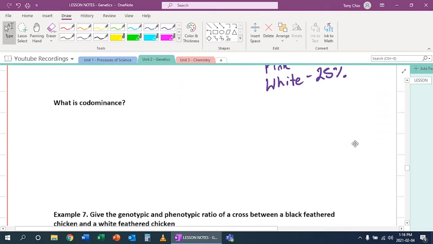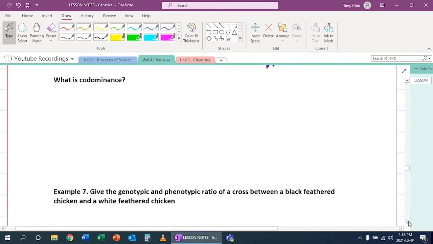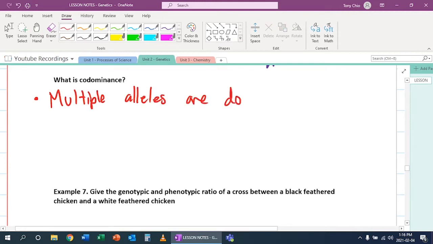If we talk about codominance, on the other hand, that's a different type of dominance. When you hear codominance, you're hearing that they're both dominant. So multiple alleles are dominant, in this case, two of them. And because they're both dominant, they will both show or both express.